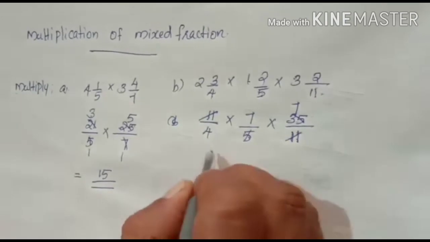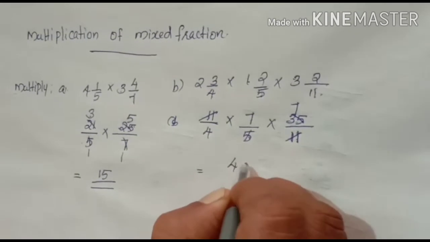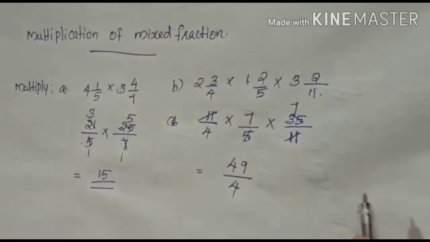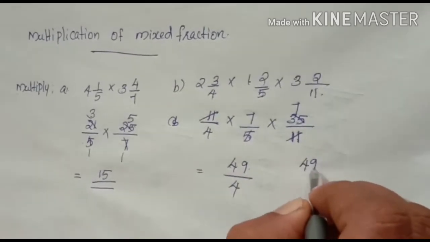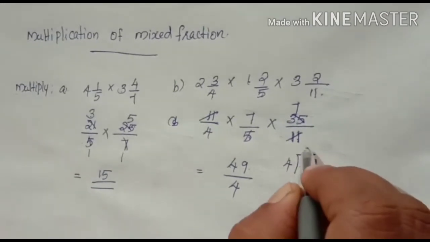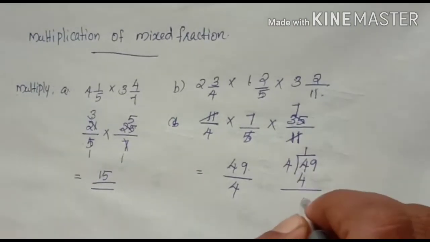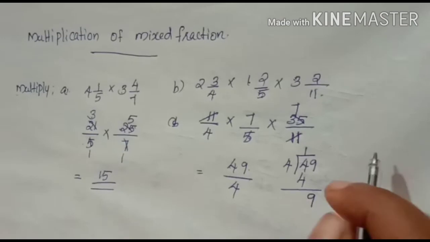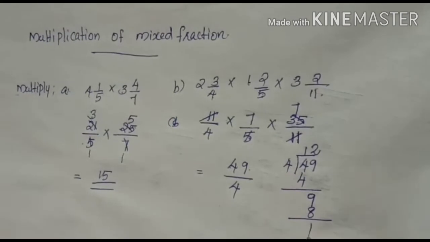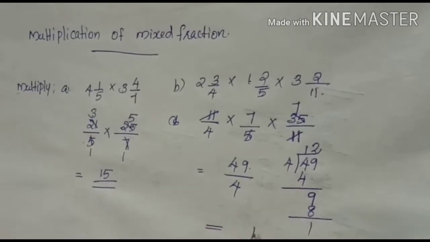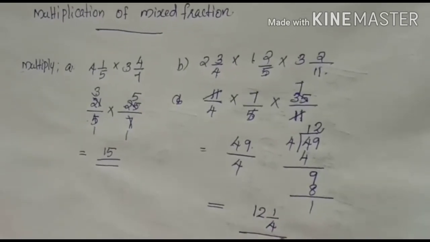Okay. So 7 7s are 49 by 4. Clear? 49 by 4 is an improper fraction. We can divide like this. 1 4s are 4 and subtract. Then 9. In 9, how much time 4s? 2 times 4s are 8. 1. Which is equals 12. 1 by 4 is the answer. Clear?